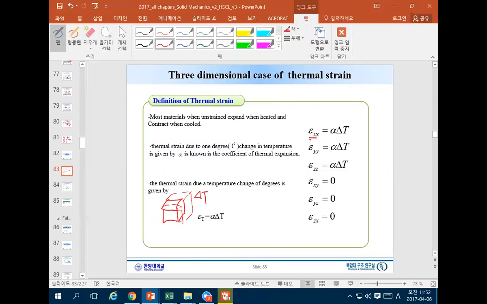So epsilon XX extends, there is a ratio called alpha, and epsilon YY, epsilon ZZ, there is alpha and alpha. The alpha is a very important material property we call CTE, coefficient of thermal expansion, and no shear terms.